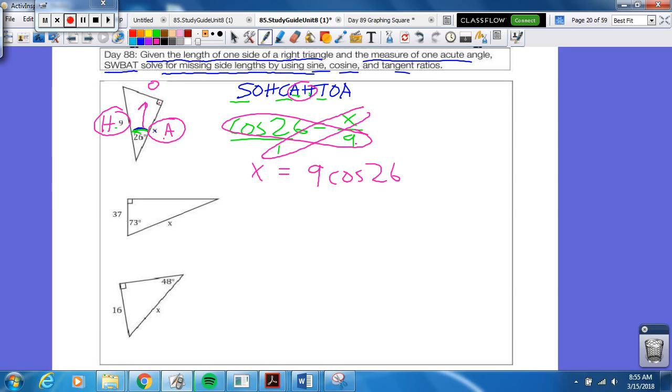Then we just use our calculator. Generally we can leave it like that, but sometimes use our calculator. 9 cosine 26, and that equals 8.089, etc., like that. So this is approximate, so there we go. So both of these are acceptable answers. Got it. Let's try the next one.